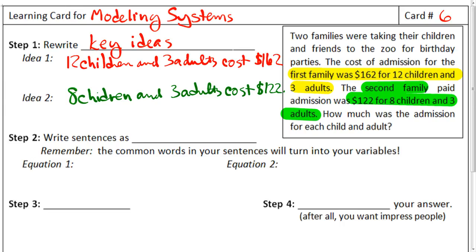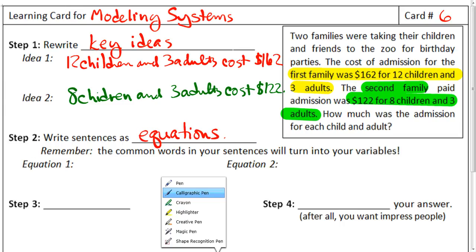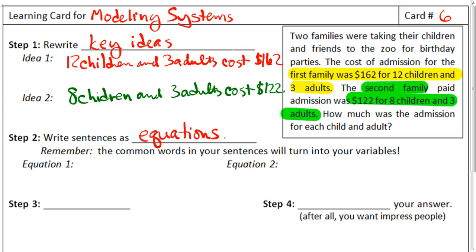So the next step, so now that we have this, you're going to write these sentences as equations. And as I note here, one of the things to remember is that common words turn into your variables. So like in this case here, we've got children in both, we have adults in both. Okay, so what we're going to end up doing is we're going to effectively make this C and this A. And we'll use those in our equations.